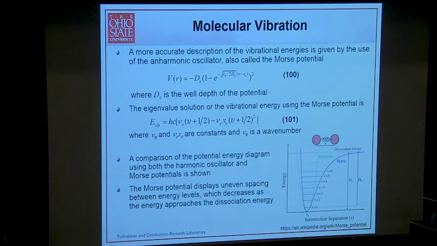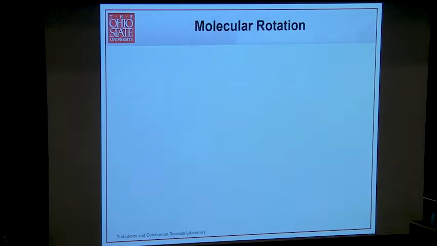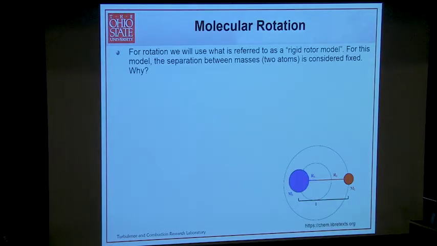And so anyway, there's our uneven spacing and this anharmonicity. As we start heading toward the dissociation, the vibration levels are coming closer and closer together until eventually they're on top of each other and the molecule can break apart. Now, we can also rotate. So we have a solution, believe it or not.